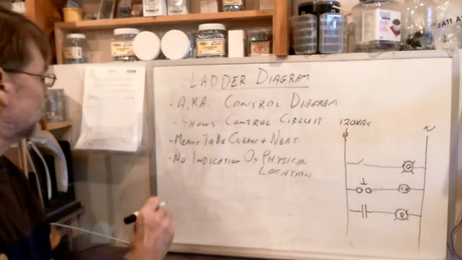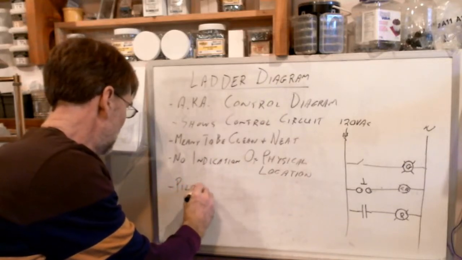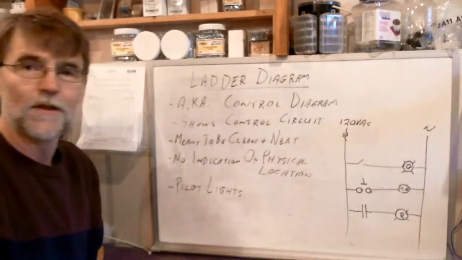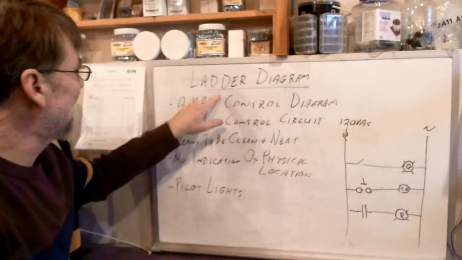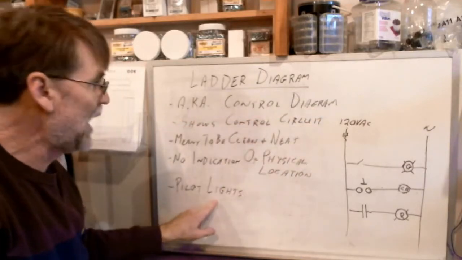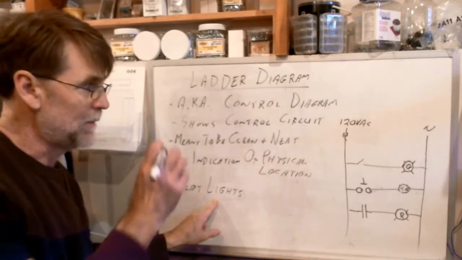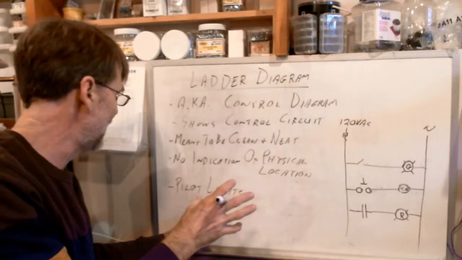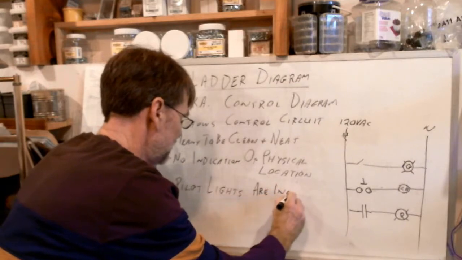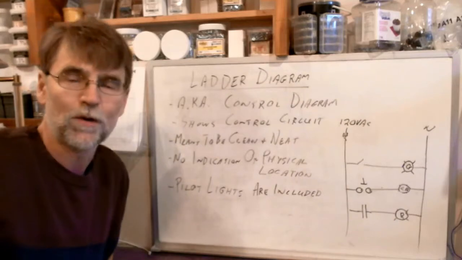I guess the only other thing that I want to put here is things like pilot lights. Okay, and I've already drawn them here in the ladder diagram. So the ladder diagram is the control diagram. It shows the control circuit. Pilot lights don't actually play a role in controlling the motor. But we absolutely include them on the control diagram. Pilot lights are included because they are a very important part of the control process.